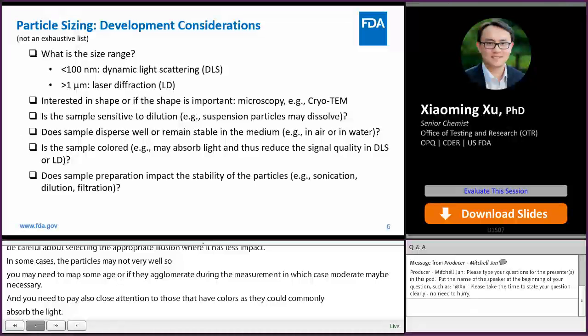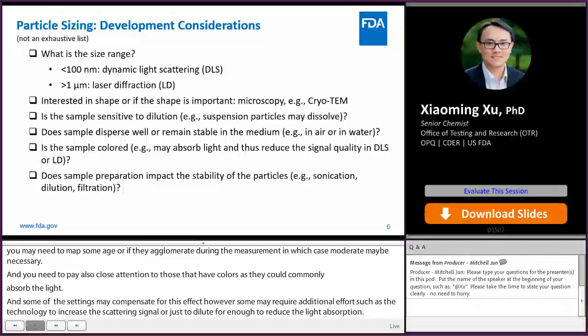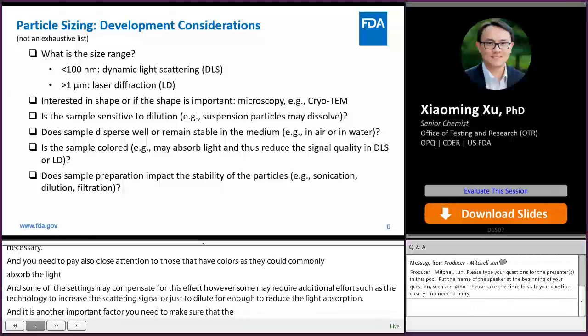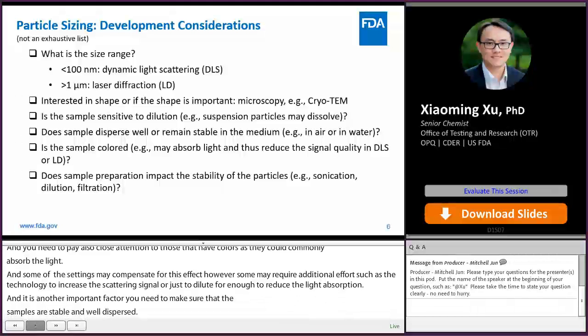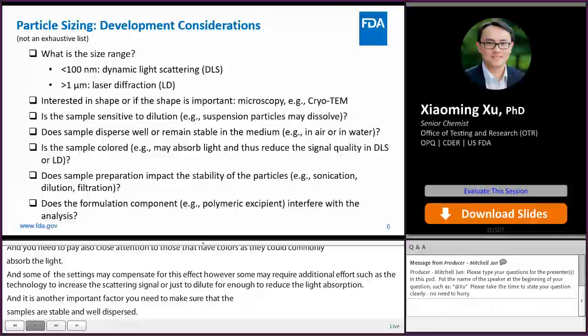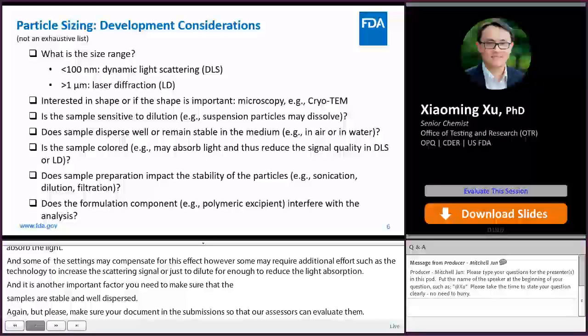And sample preparation is another extremely important factor. You need to make sure that the samples are stable and well dispersed. Again, use sonication, dilution, or filtration as necessary, but please make sure you document the sample preparation in detail in your submission so that our assessors can evaluate them. And in addition, we sometimes observe some interferences from the formulation components that may require some additional work to develop a good method. And for this, I will provide an example next.